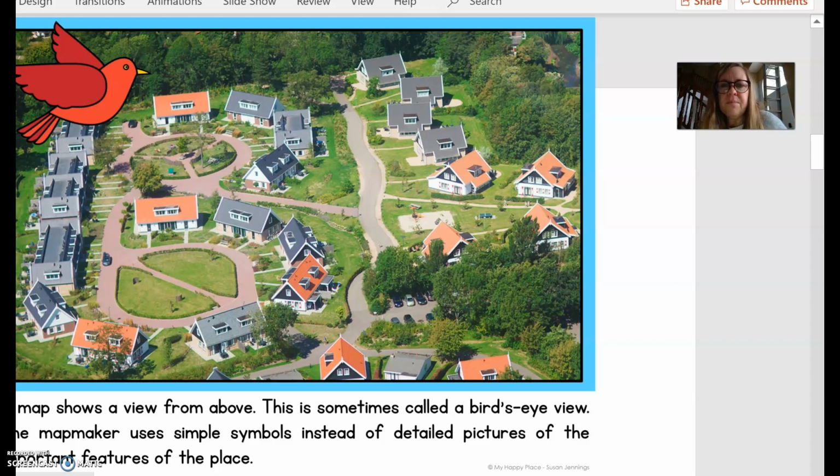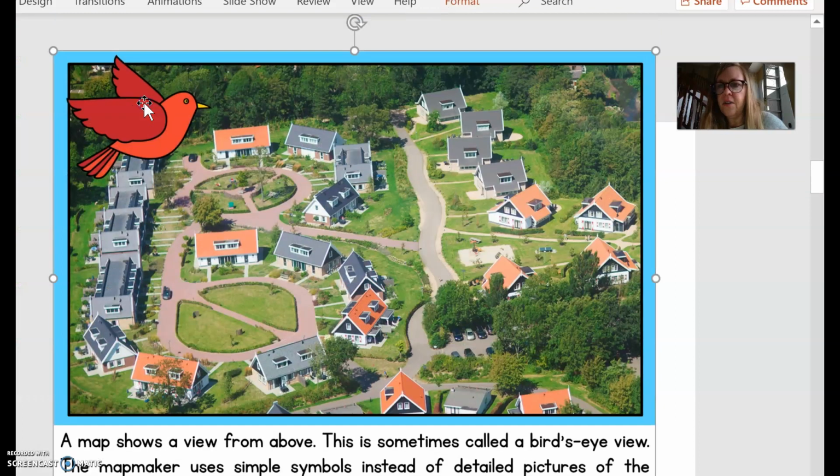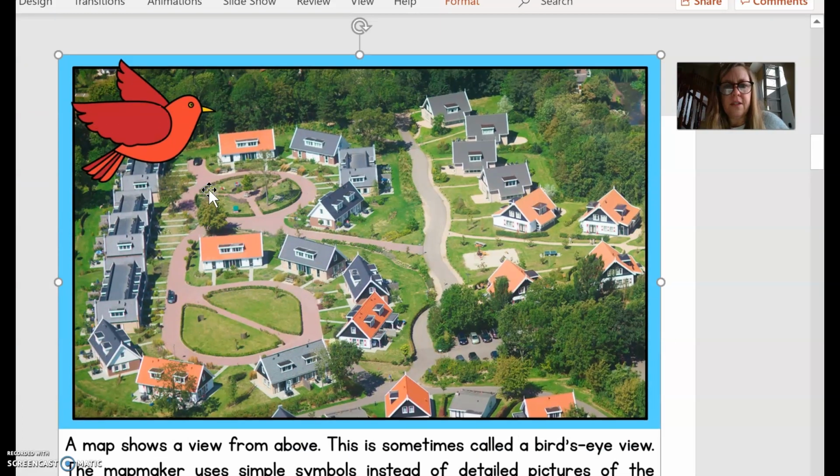So if we look at this picture, there's a bird up in the corner, because when you look at a map from above, it's called a bird's eye view. So if we're looking above, we can see over here are some apartment buildings.